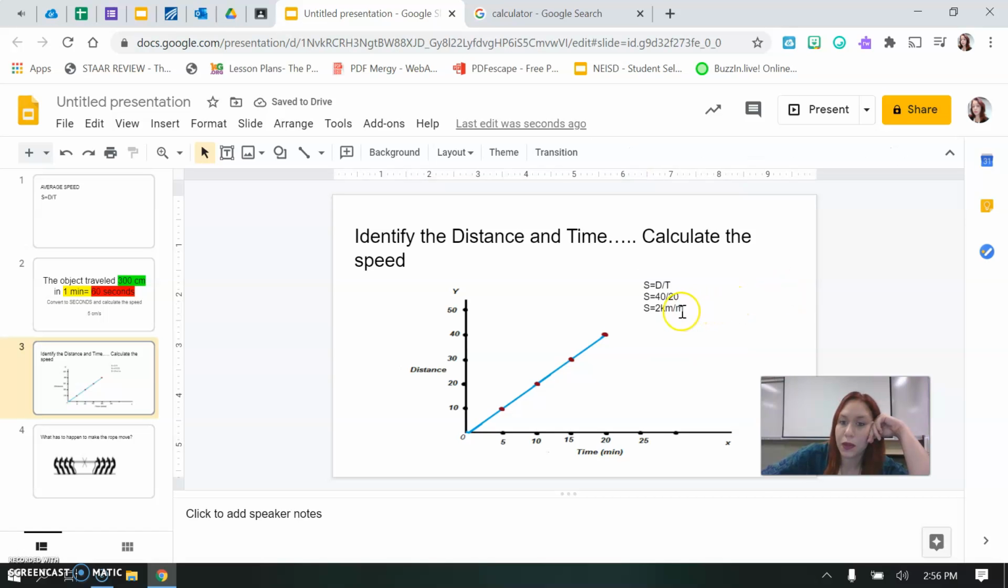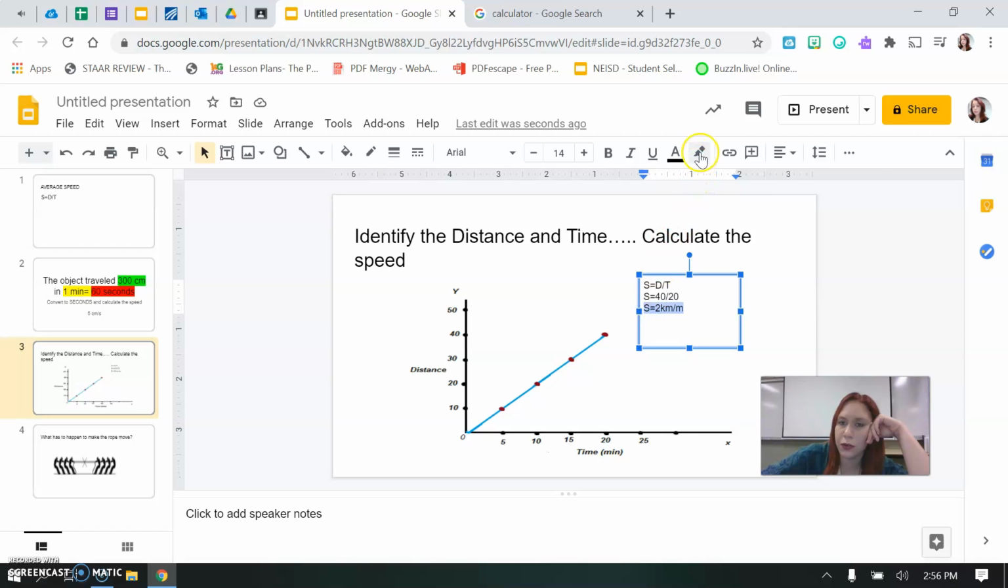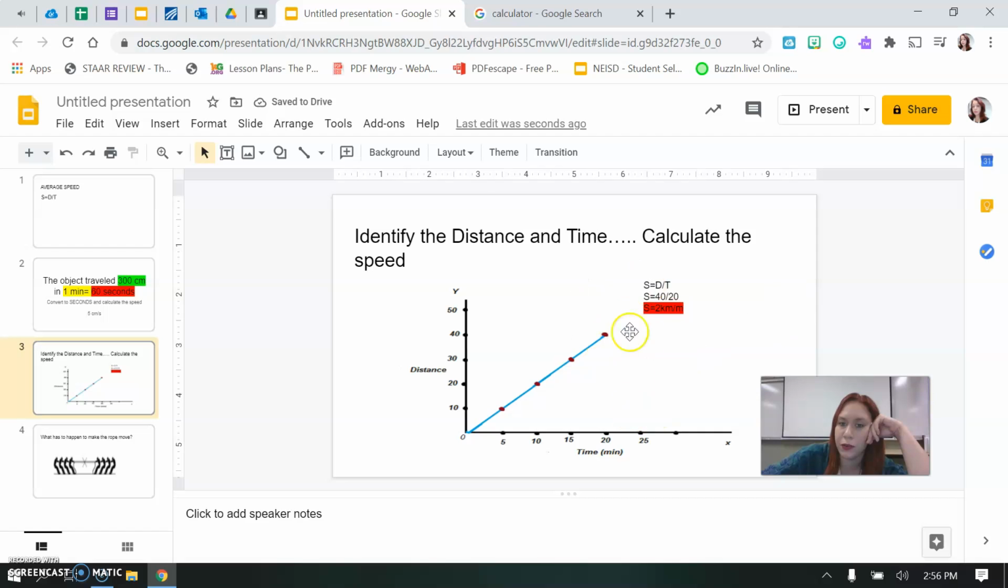And so on the quiz, you're going to have about 4 graphs that you're going to have to do this for, and then you're going to compare your speeds of all 4 graphs and see which one has the greatest speed. So you have to be comfortable doing this.